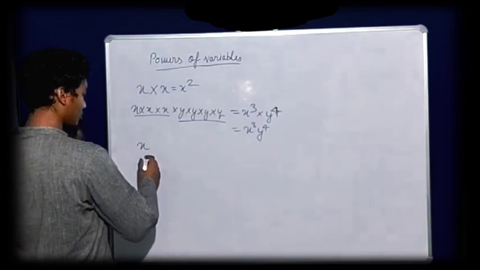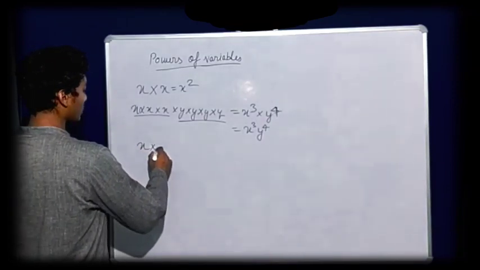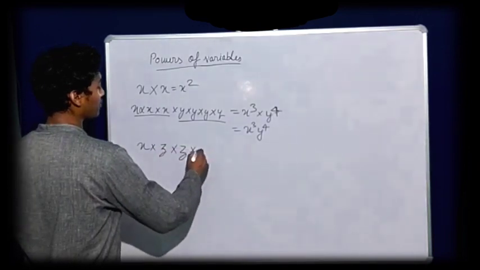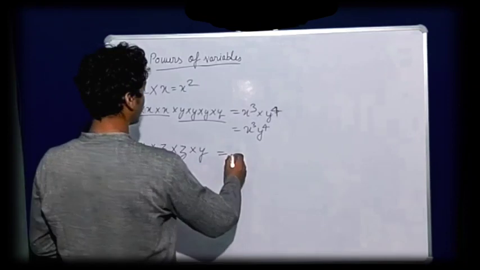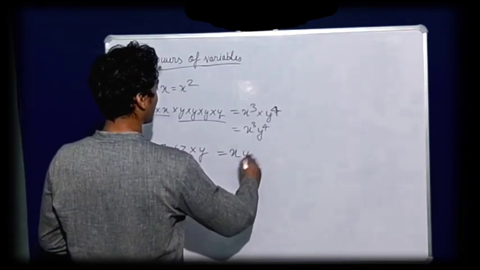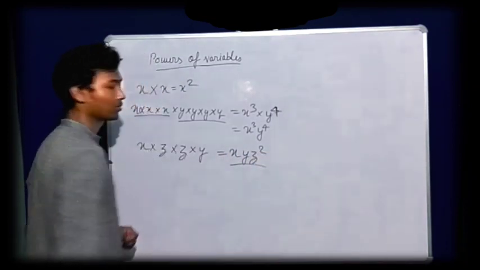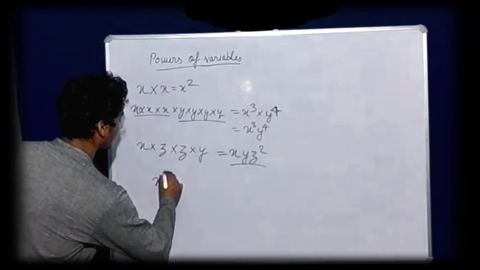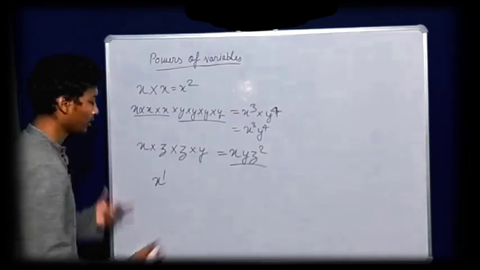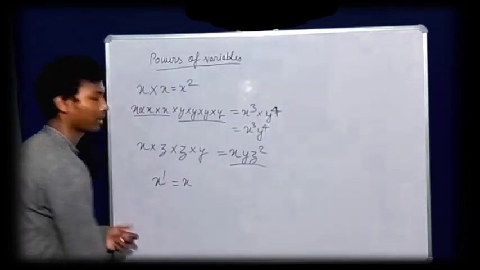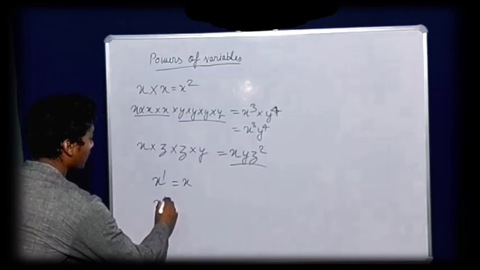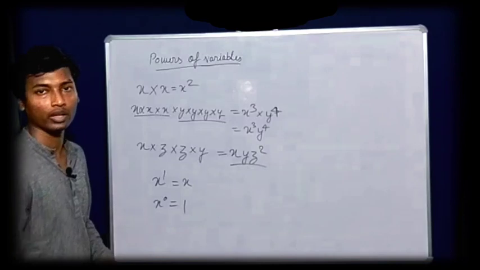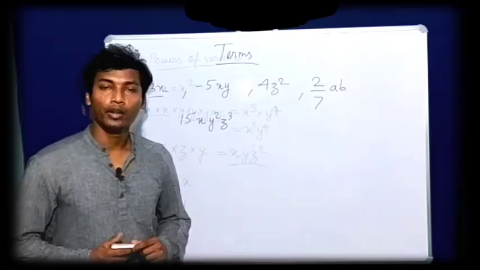So x times z times z times y can be written as x y z square, right? Now x to the power 1, anything to the power 1 means the same thing, so it will be x. But if I do anything to the power 0, which means it will be 1. So anything to the power 0 will give you 1.